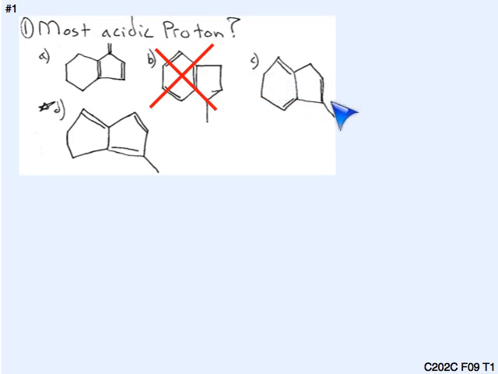Now, as far as C goes, if you'd like to, you can go ahead and maybe pull this proton off, and what you'll find is, just like in A, you get 4 resonance contributors, but none of them are aromatic. Therefore, D is the answer because it has the most stable conjugate base.